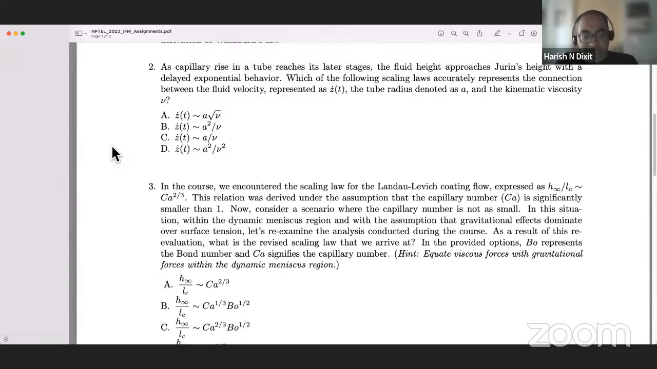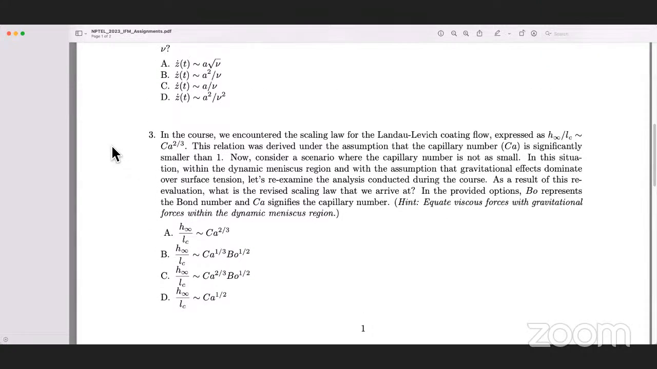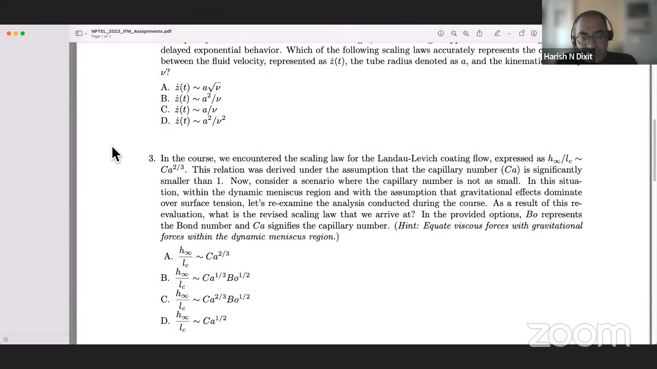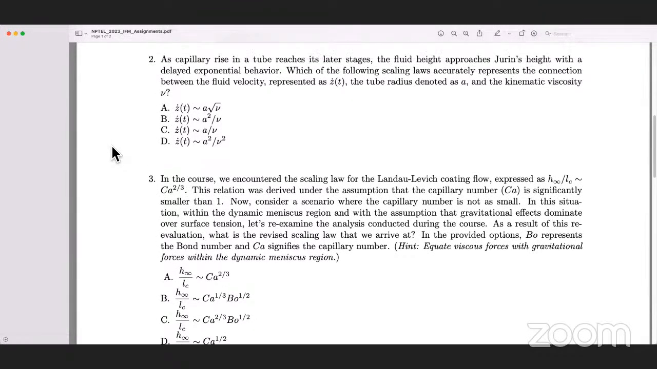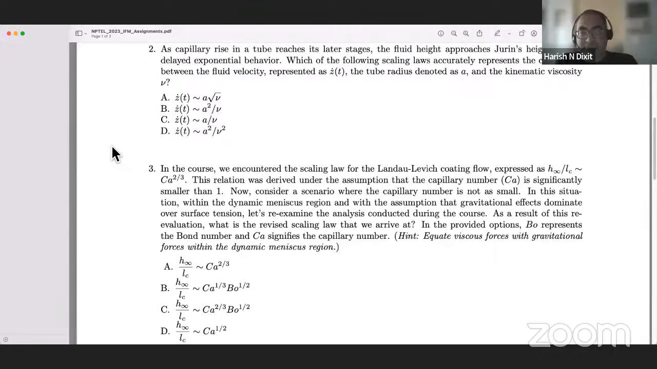Okay, this is for a higher capillary number. So I'll ask them to share the solution for this. I believe the answer is D. I should be able to show you how to get this as well. All right, I'll ask them to share it. The solution is fairly straightforward, to work out the case where the capillary number is large, not small.